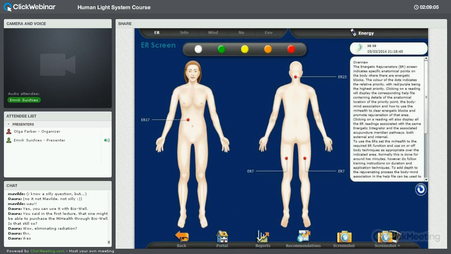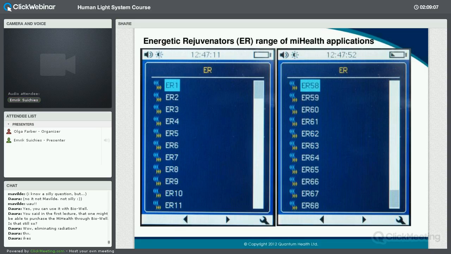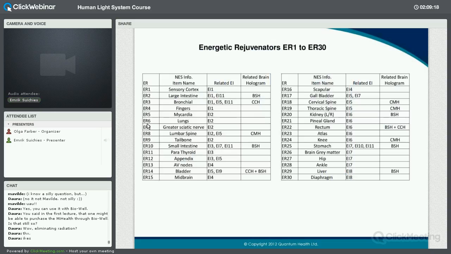And what's ER7? Because that's on your Mihealth, then you put in ER7, and it's 2 minutes with this specific app. And ER7 is related to the greater sciatic nerve, and it's related to a meridian which is called EI2, and it's too far to talk about this. But every energetic rejuvenator resets the tissue which is related to the scan you made.